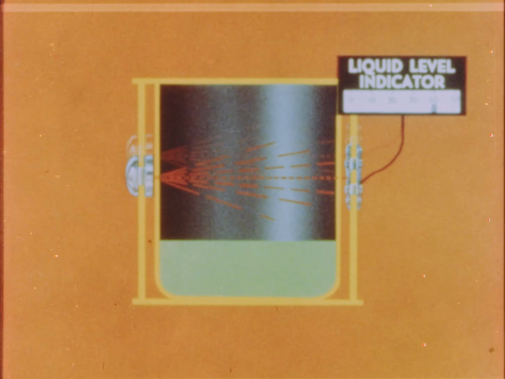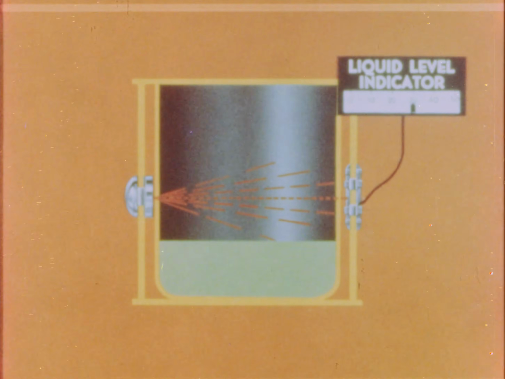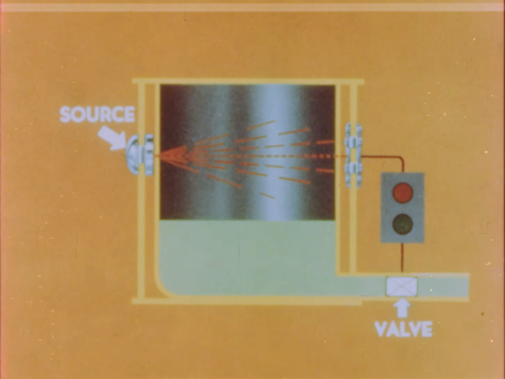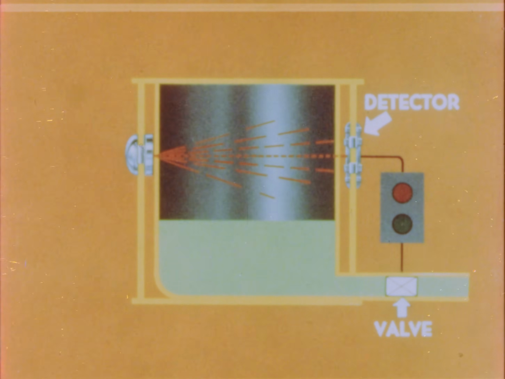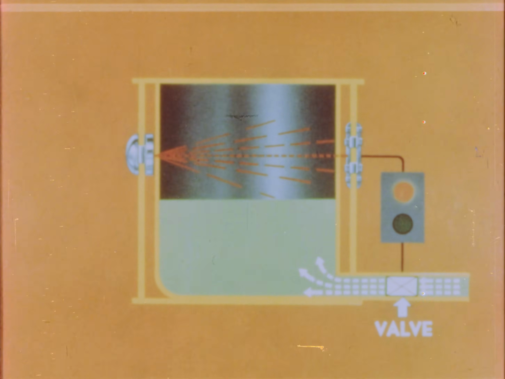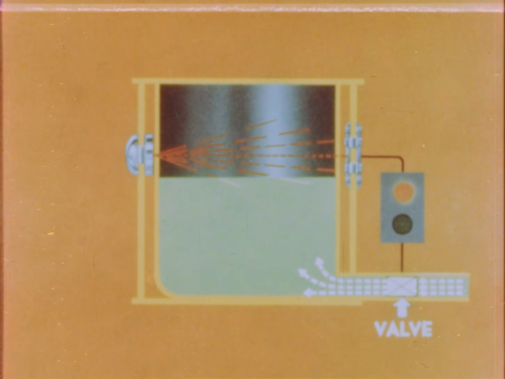Here we see how a liquid level gauge works to automatically control the amount of fluid in the tank. It contains a small radiation source mounted on one side and a movable detector on the other. The flow valve is opened by the depletion of the fluid and closed when the desired level is reached.